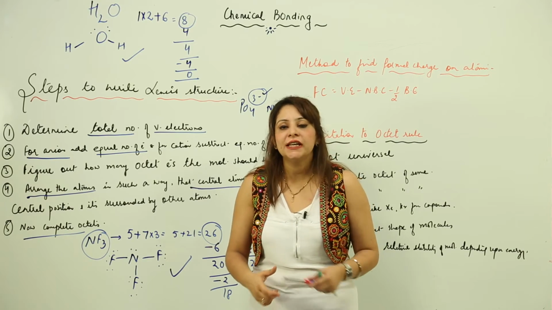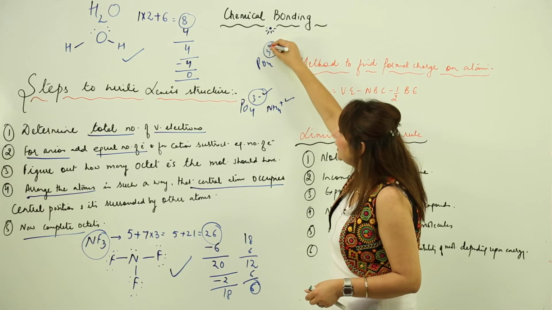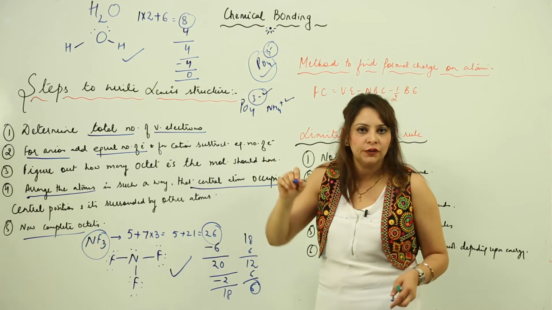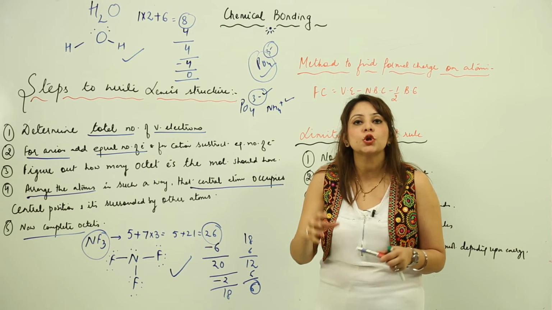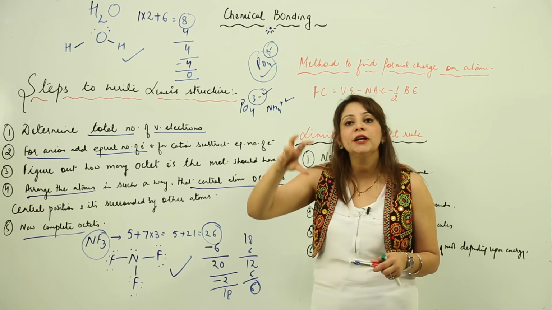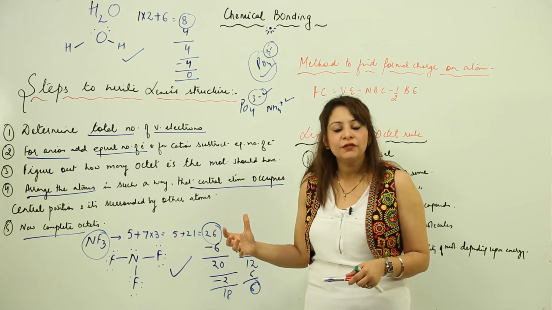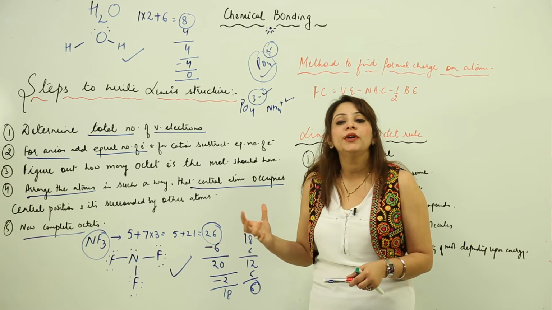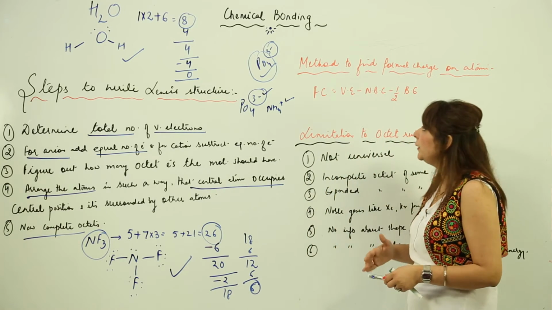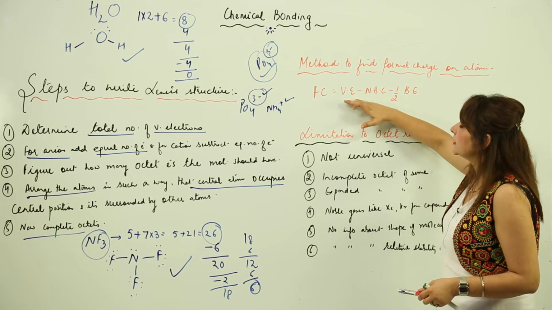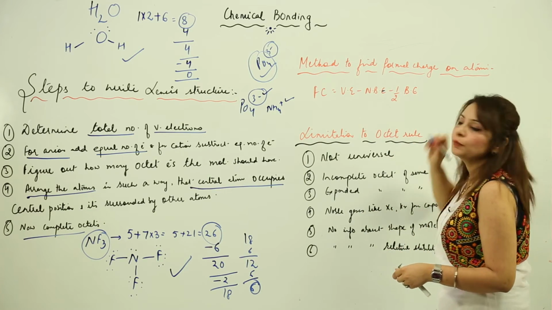As you have seen, I wrote PO4 3 negative. This 3 negative is a charge on this whole molecule, right? But now, after writing the Lewis structure, we are looking for the formal charge on a particular atom. We have a formula which we will use to calculate the formal charge present on an atom. And what is the formula? It is valence electrons minus non-bonding electrons minus half into bonding electrons.